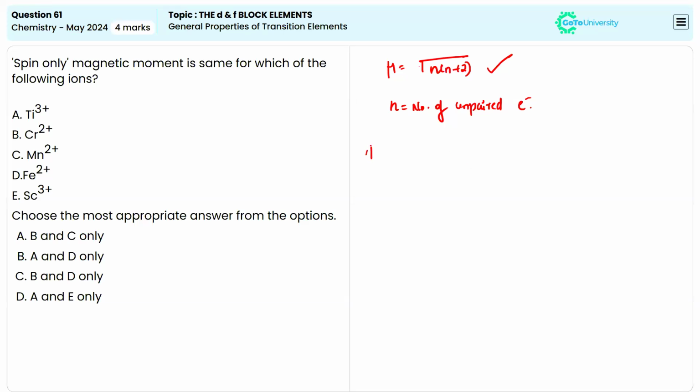First, let us consider titanium 3 plus. Titanium has atomic number 22, that is 3d2 4s2. We are considering only the valence shells 3d and 4s because all the other shells will be completely occupied. And for predicting the magnetic properties, we have to check the number of unpaired electrons in the 3d orbital.